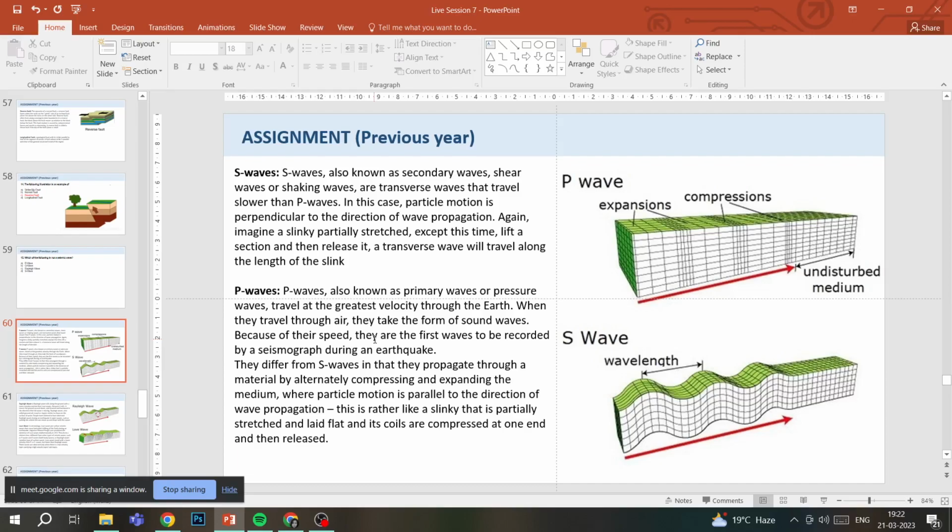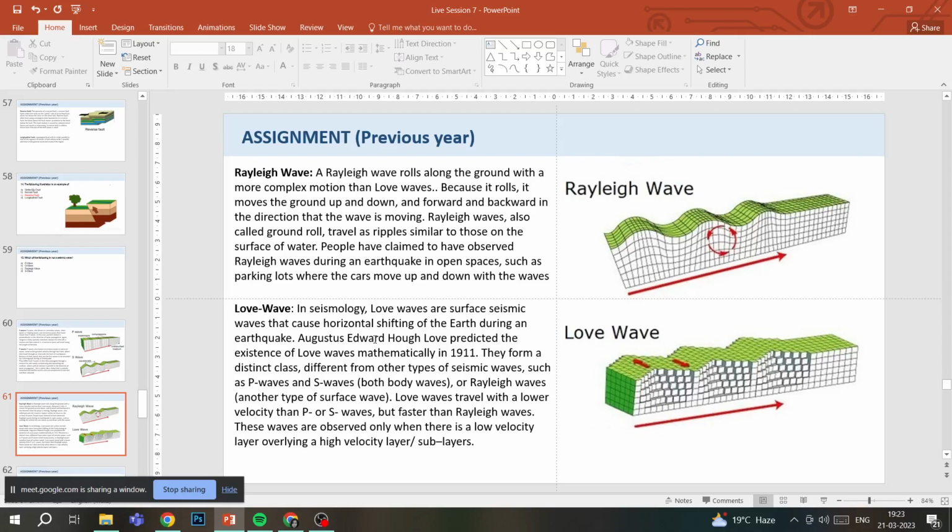This is rather like a slinky that is partially stretched and laid flat and its coils are compressed at one end and then released. So what happens in P waves is that alternate compression and expansion of particles happen in this kind of wave. While in S wave, the wave actually moves up and down. It's like a shaking wave, and the particle motion is actually perpendicular to the direction of wave propagation.